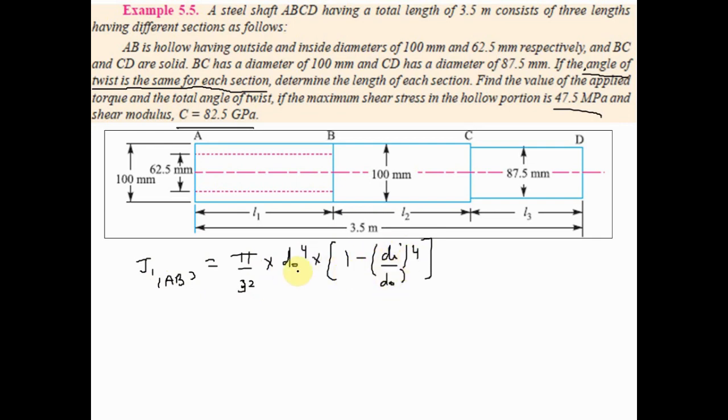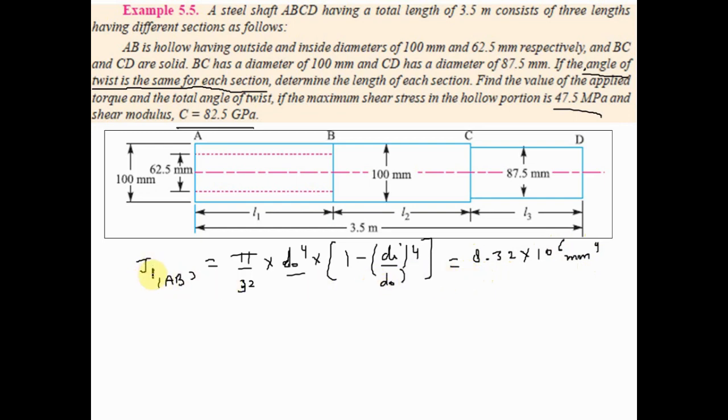So here you can substitute d outer as 100, and d inner by d outer, where inner is 62.5 and outer is 100. You can solve this, multiplying by d outer to the power 4 and pi divided by 32. I am solving it on my calculator, you can also solve. You will get it equal to 8.32 times 10 to the power 6 millimeter to the power 4. So this is the polar moment of inertia for section AB, which we are denoting as J1.